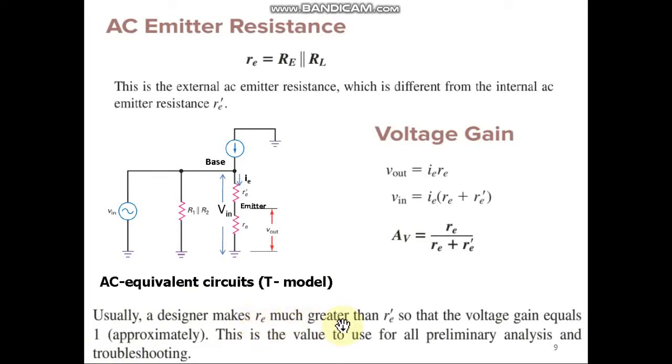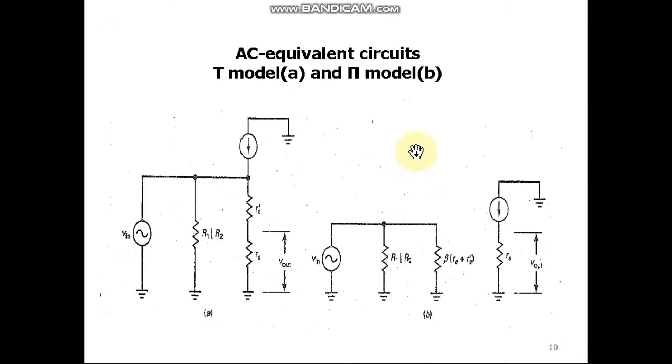Usually the designer makes re much greater than re dash, so the voltage gain equals 1. This re is very much greater than re dash, so you can ignore this re dash. So re upon re will be 1. This is the value we will use for the analysis. In this slide, we can see the AC equivalent circuits, T model in figure A, pi model in figure B. We will utilize this pi model in the next slide.